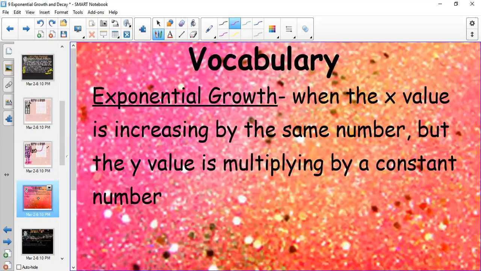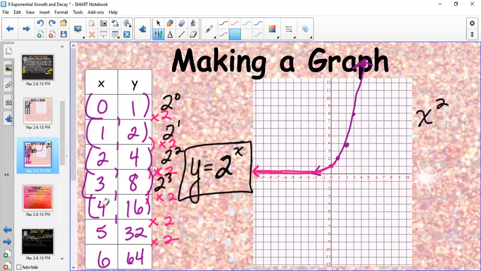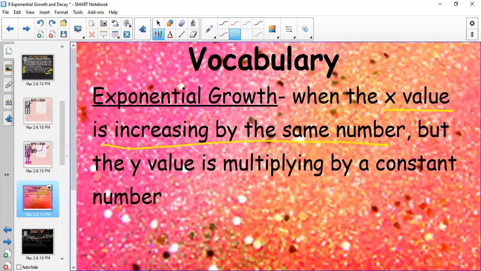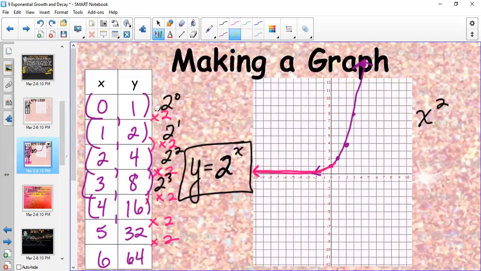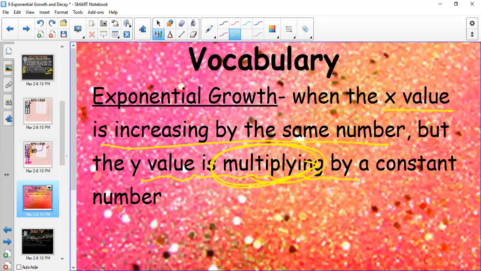Okay, so this is called exponential growth. You can recognize it in a table because the x value is going to be increasing by a constant number. If you notice on our table, the x's were going up by 1. However, the y value is multiplying by a constant number. In linear functions, we add a constant number, but in exponential growth, we are multiplying by a constant number. That's what makes it exponential growth.